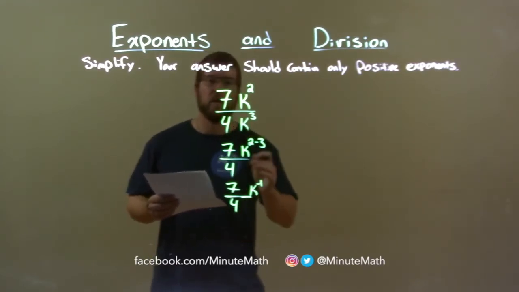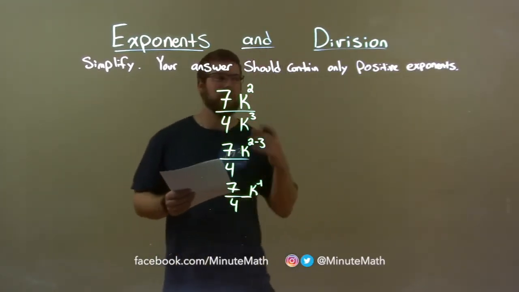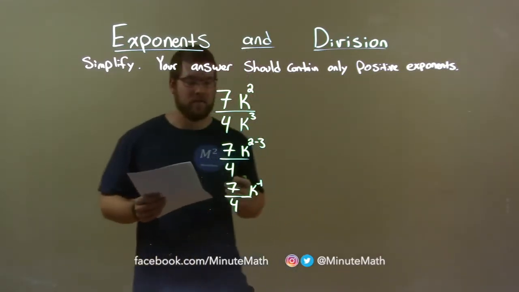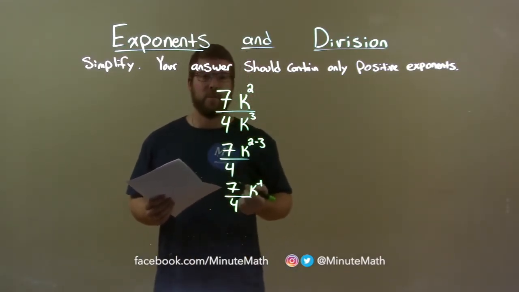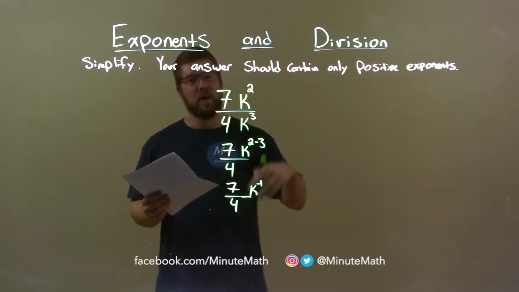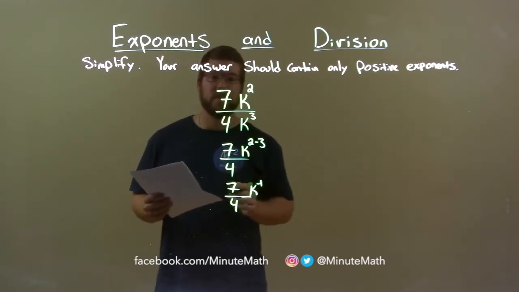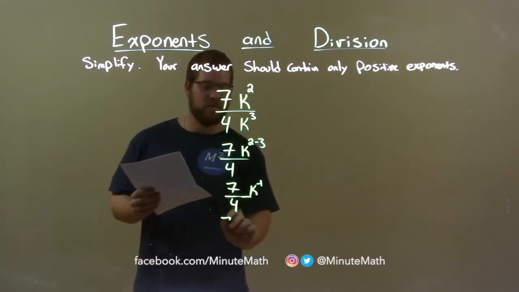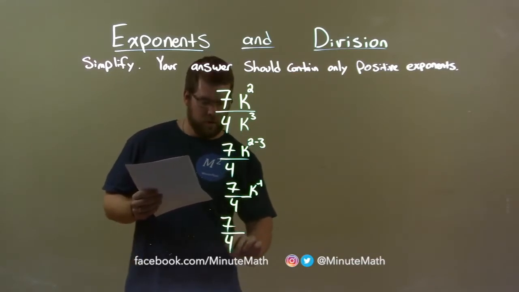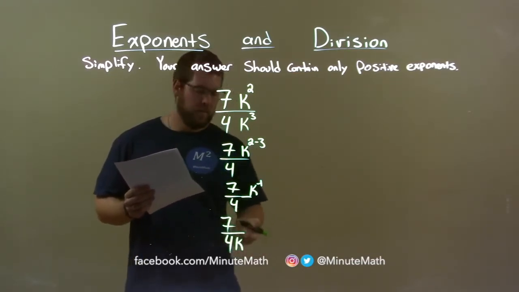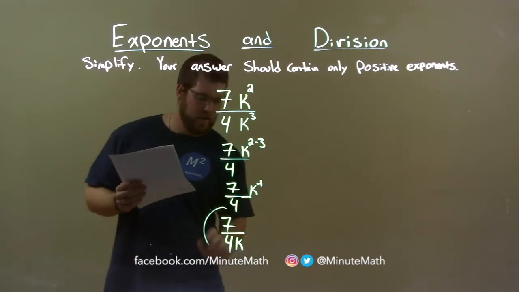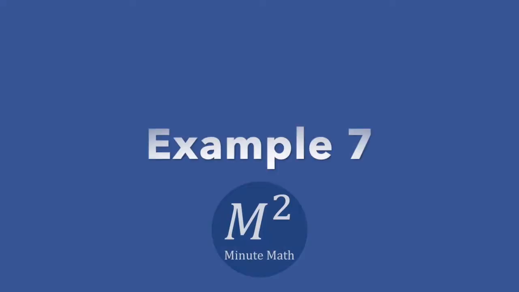Now they told us we couldn't have any negative exponents, and so we needed a positive exponent. So k to the negative 1 power is the same thing as k to the positive 1 power with the variable in the denominator. So we have 7 over 4k. This is the 1st power, but we can just leave it as a k, and there we have our final answer.